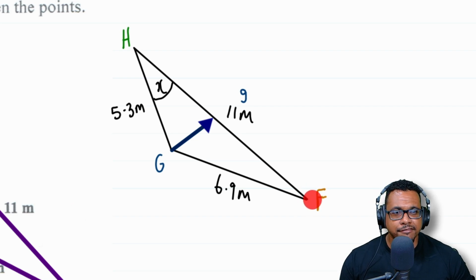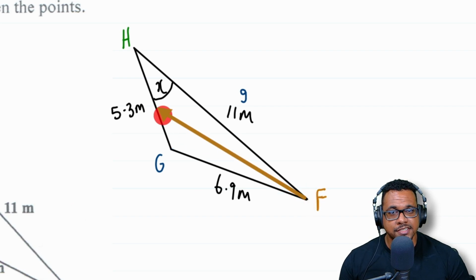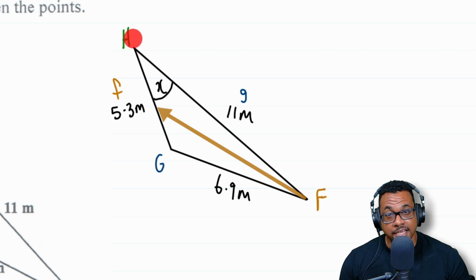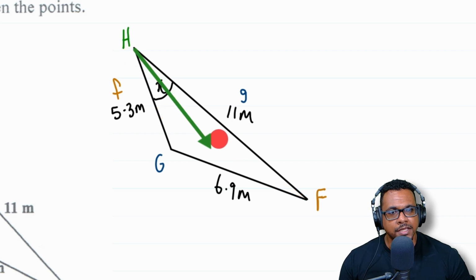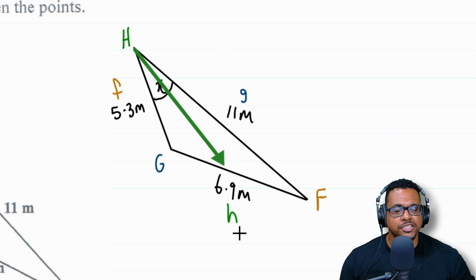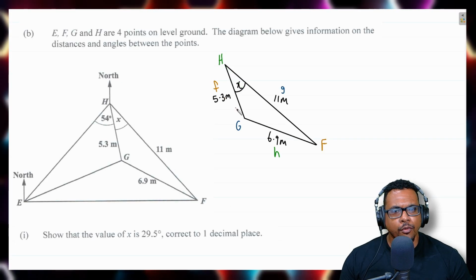Opposite angle F will be common F, which is 5.3 meters. So this is common F here. And of course, opposite angle H, which is X, would be common H, which would be 6.9 meters. So that's common H. Now, we have all three sides.